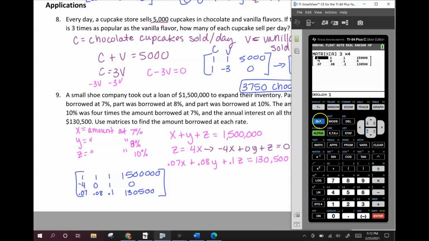All right, so there's our matrix. Second quit, hit second matrix again, go over to math, scroll up to B, then go grab your matrix A, and there we are. Sorry, I actually just noticed that I left off a 0 on this entry here. It's supposed to be 1 million and I put 150,000. So let's just add one more 0 there.